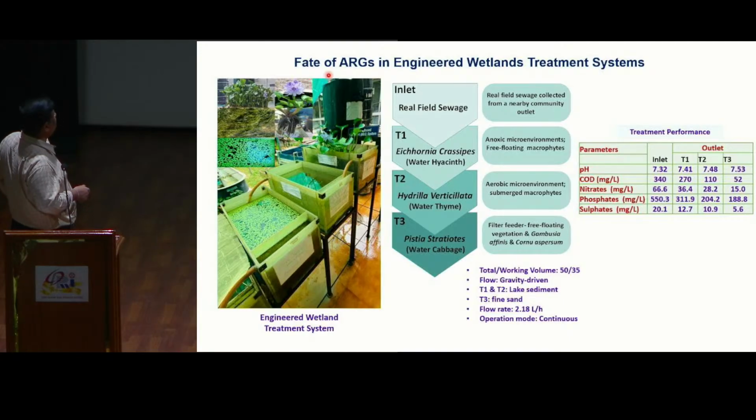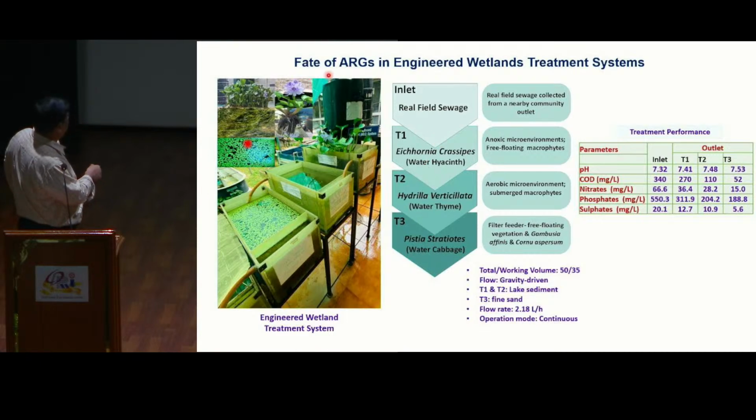One of the treatment systems, a natural-based treatment system, that is, wetland treatment systems or constructed wetlands, are very effective in reducing the microbial loads, because of the prevalence of aerobic and anaerobic conditions during the operation. So we have one system, an engineered wetland system, with 3 stages: Eichhornia, Hydrilla, and Pistia.